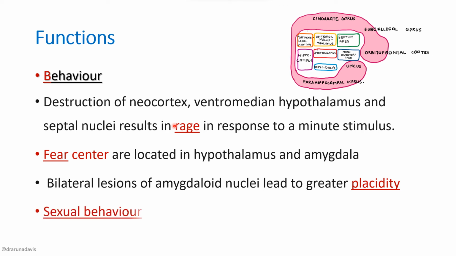Okay. And another important role of the limbic system is in sexual behavior. All control of sexual behavior is by the limbic system. So if there is any lesion in specific areas of the limbic system, it can cause significant change in sexual behavior. Okay. Now the next function is control of autonomic functions.